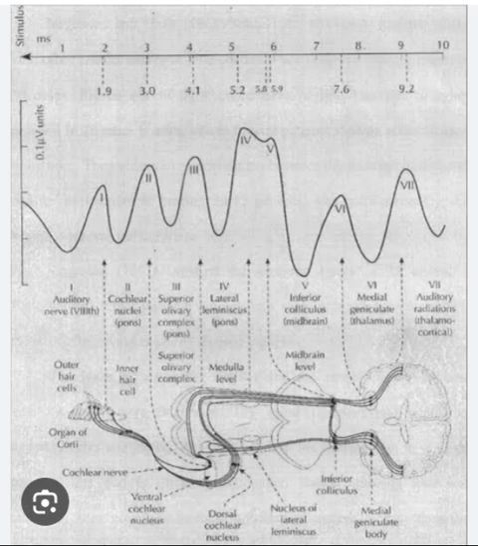13. Interpeak intervals, IPIs, the time period between successive waves. They represent the time taken for neural signals to travel between specific auditory structures. They are calculated by subtracting the latency of one peak from the latency of the preceding peak. These IPIs are crucial for understanding the timing and coordination of neural activity along the auditory pathway.